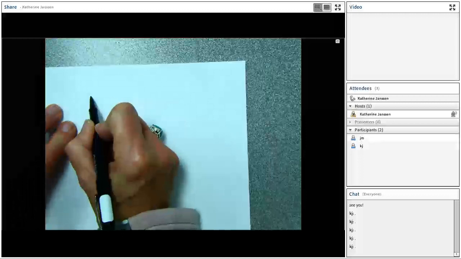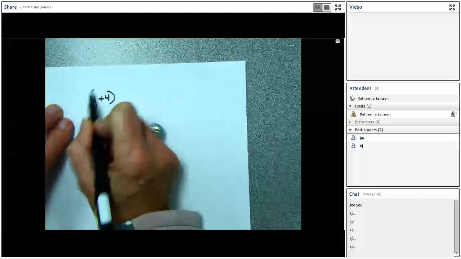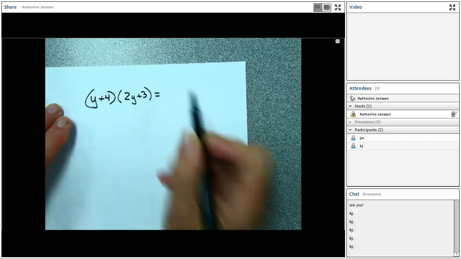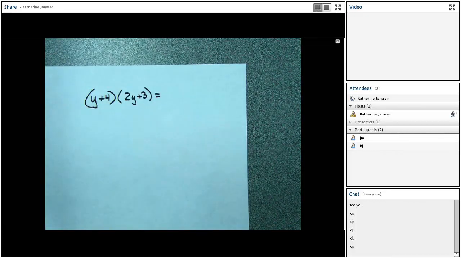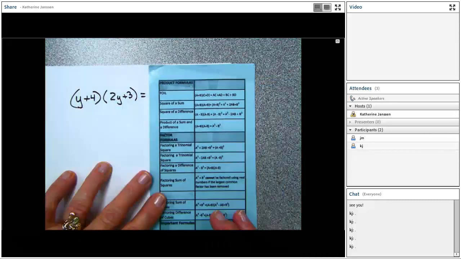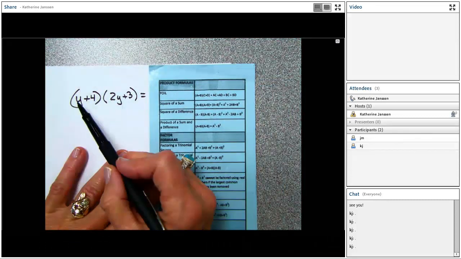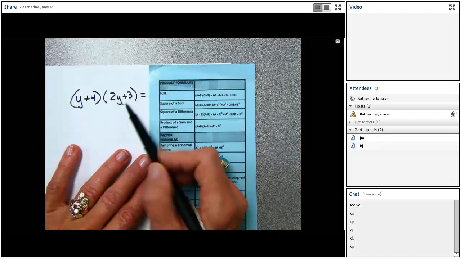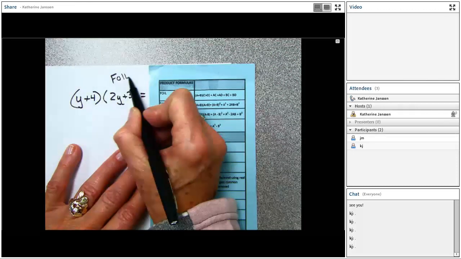Then we're asked to multiply y plus 4 times 2y plus 3. Oh, that's a binomial times a binomial. So I know I have some special product rules for that. Are the first 2 terms the same? No. So I will have to use FOIL to solve.